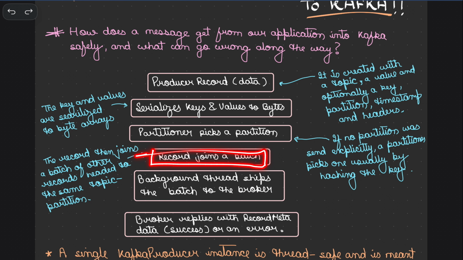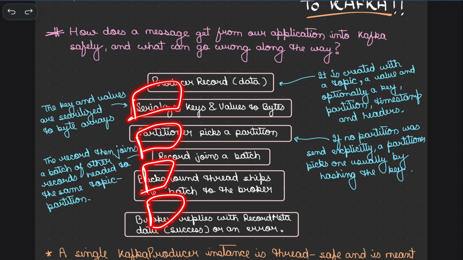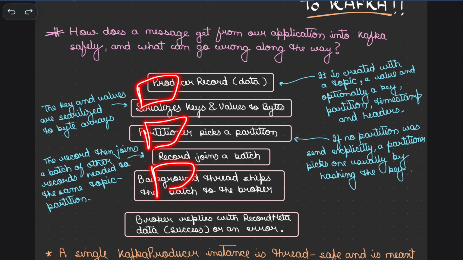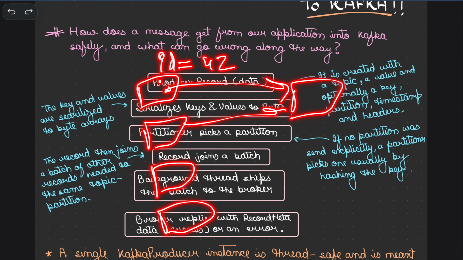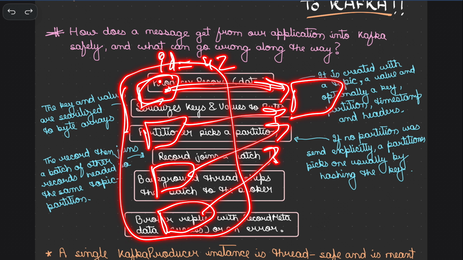Record joins a batch. This is the most interesting one. The record then joins a batch of other records headed to the same topic or partition. Let me give you a little glimpse. Since I have already explained how partitions work, let's say a producer sent 4 messages heading towards a single partition. Why? Because the ID of these messages is 42, the same ID for all 4. So instead of sending them one by one, all 4 messages are batched and sent.